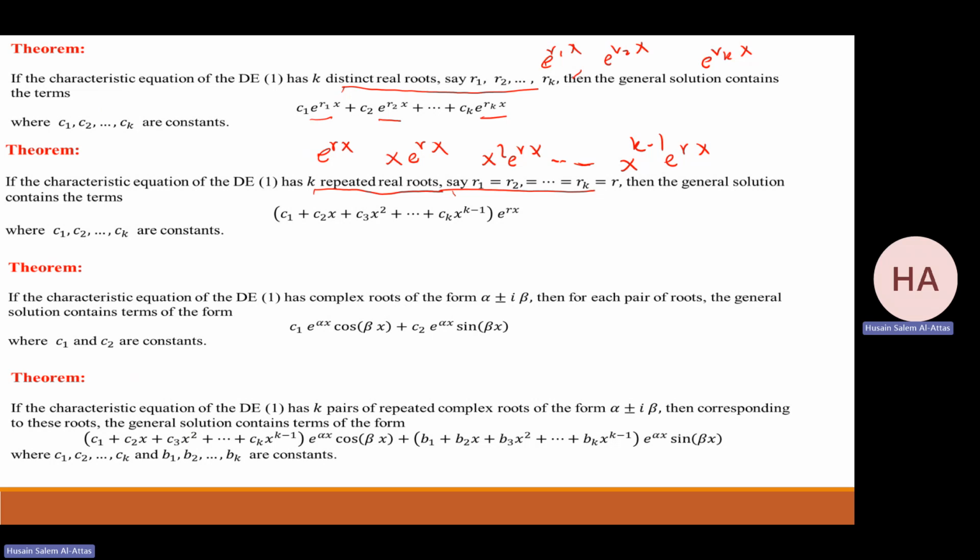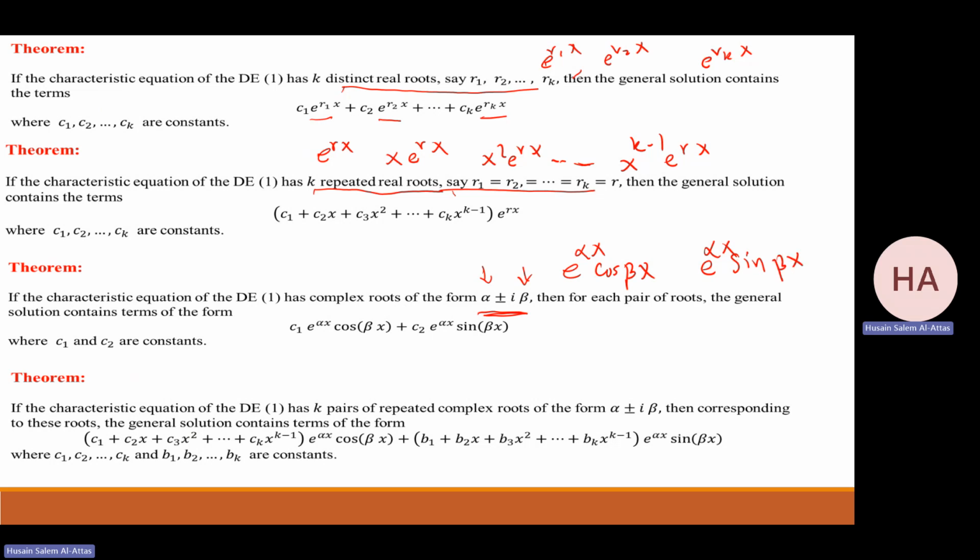Now, if I have non-real roots, my roots will be alpha plus or minus i beta. So I have a real part and an imaginary part. Right away, my solutions are what? e to the alpha x cosine beta x. This is my first solution. My second solution is the same, but with sine beta x.